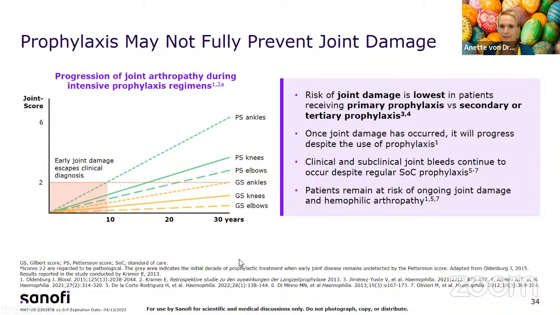So why I'm saying this, still, the risk of joint damage is lowest in patients receiving primary prophylaxis, as we have seen on the previous slide, versus secondary or tertiary prophylaxis. But to that depiction here, once joint damage has occurred, it will progress despite the use of prophylaxis. And so clinical and subclinical joint bleeds continue to occur despite regular prophylaxis, and patients remain at risk of ongoing joint damage and hemophilic arthropathy. So we still have work. This is better than episodic, clearly, but we still have work ahead of us.